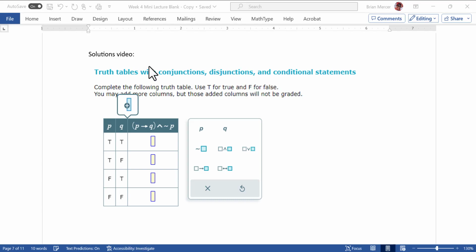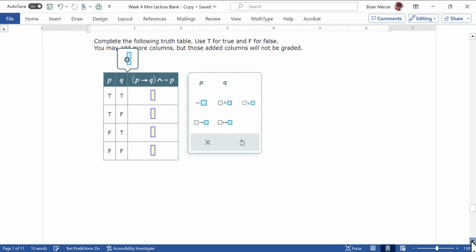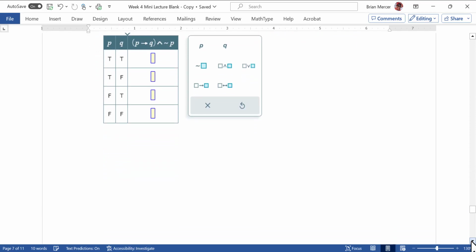So for this problem, we are supposed to be working with a truth table with conjunctions, disjunctions, and conditional statements. And so we're again going to use that feature where we add additional columns. To do that, you click that little add column button within ALEKS. I'm just going to draw these by hand just so we can practice what that would look like.